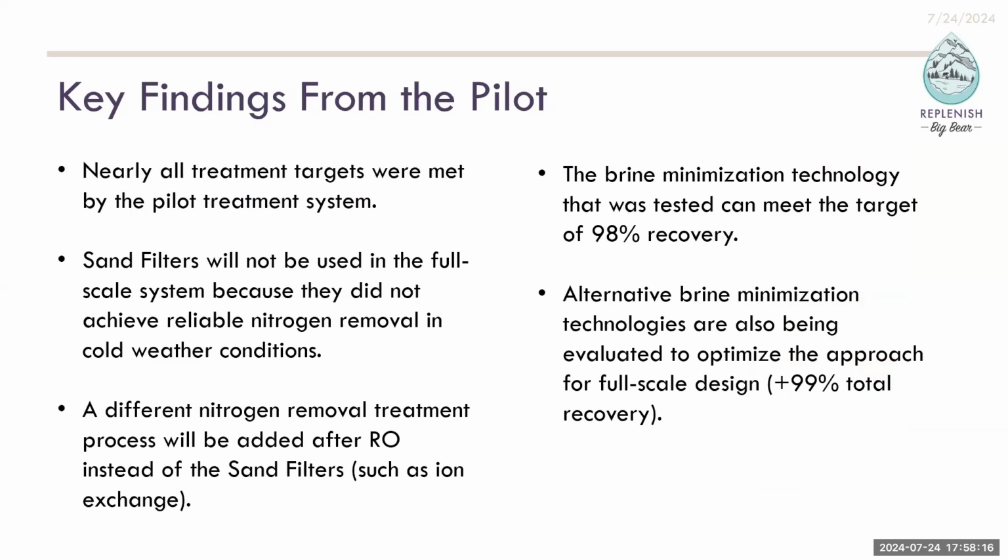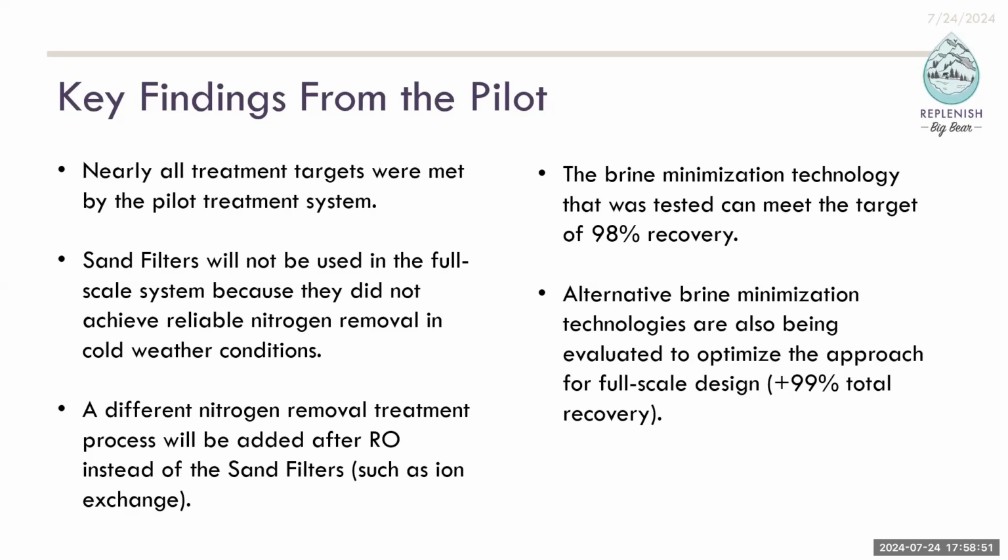For the key takeaways from those results, as I mentioned, nearly all the targets were met. The sand filters, which were intended to provide nitrogen and phosphorus removal, did not perform as well in the cold weather climate and were a little more operationally intensive than we would have anticipated. So those will not be used for the full-scale system. That's the conclusion we can draw now: we feel we can get the TIN down, that total organic nitrogen we don't need, and keep the total phosphorus low through our treatment with different needs.